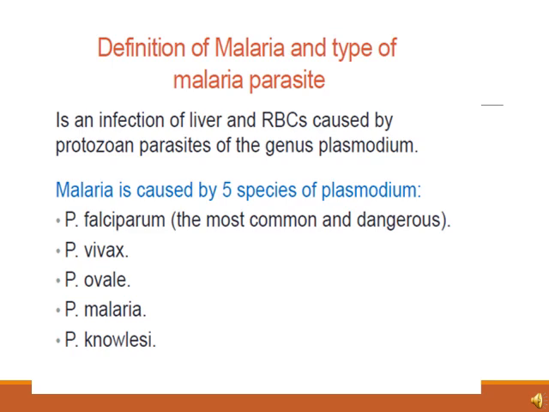Now I will discuss the definition and types of malaria parasites. Malarial infection is the infection of liver and RBCs. It is caused by a protozoan parasite of genus Plasmodium.